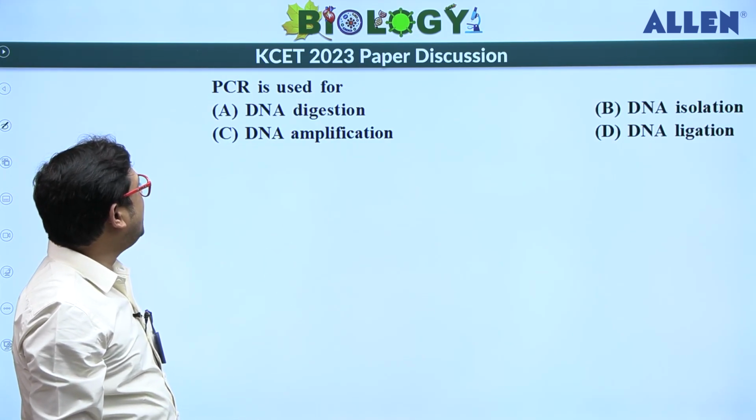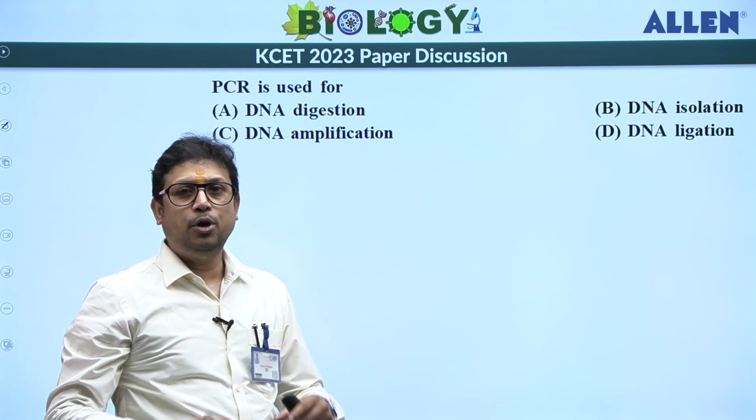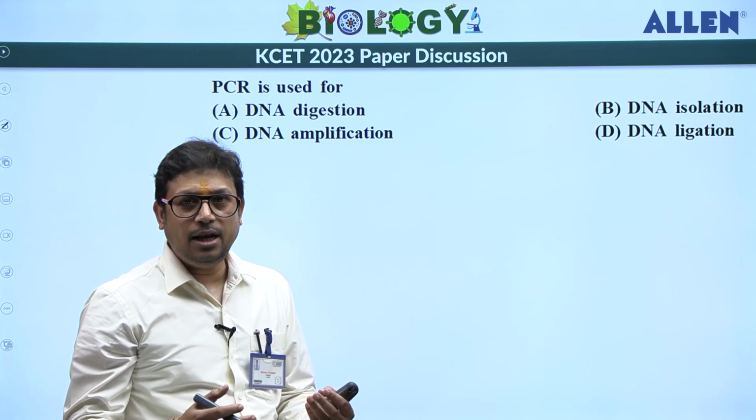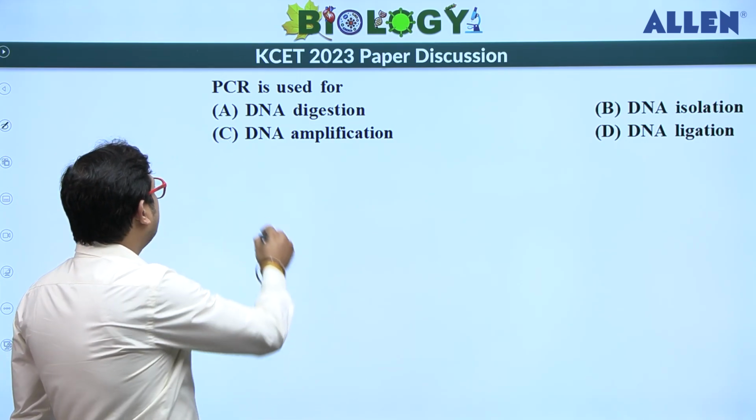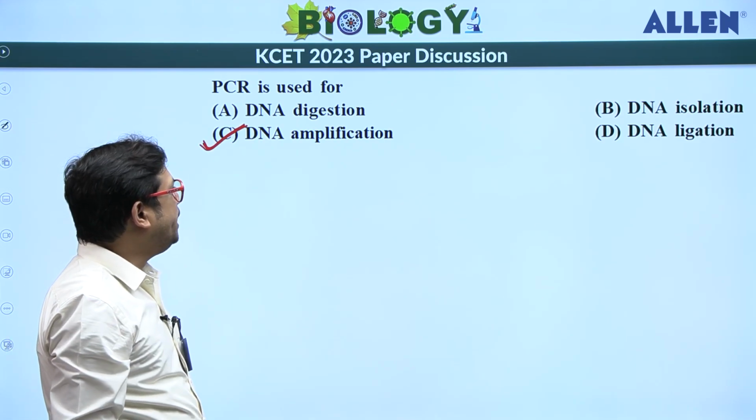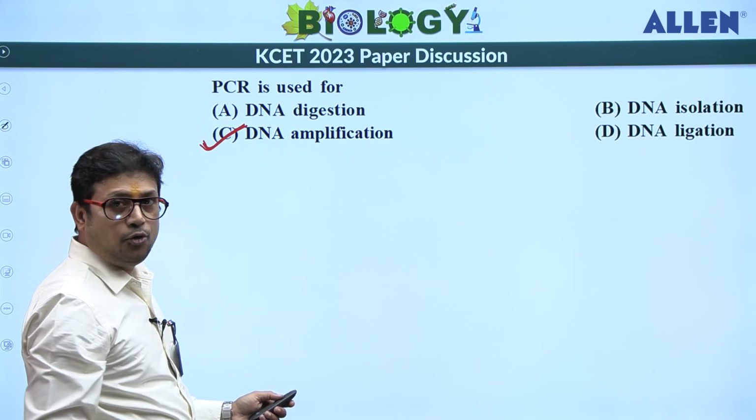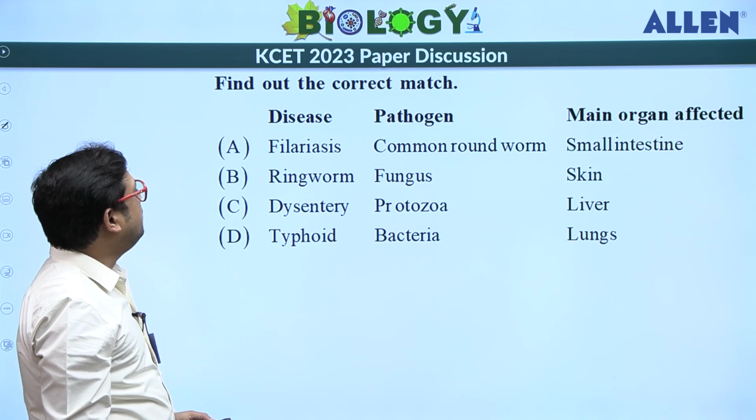Next, PCR is used for, PCR is what? Polymerase chain reaction, where we are producing multiple copies of a single piece of DNA, right? So that is nothing but DNA amplification. So here is also a direct question. It is used for DNA amplification to form multiple copies of DNA. Find out the correct match.